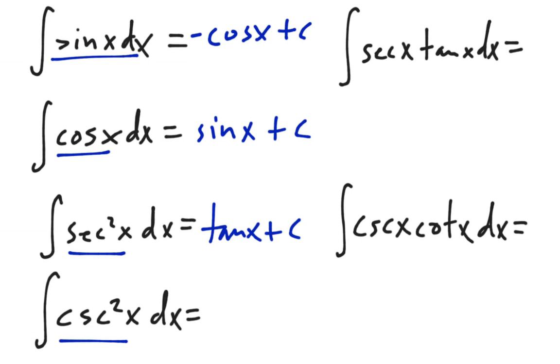So the function whose derivative gives me positive cosecant squared is negative cotangent of x plus c, because when I take the derivative of cotangent, the negative comes out, which will cancel with this negative here.